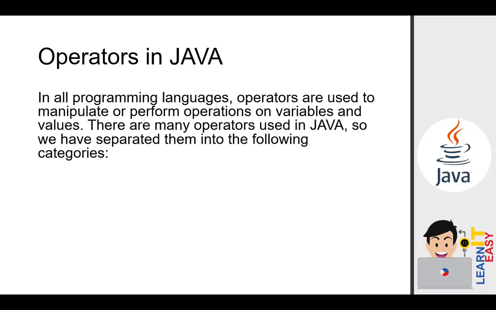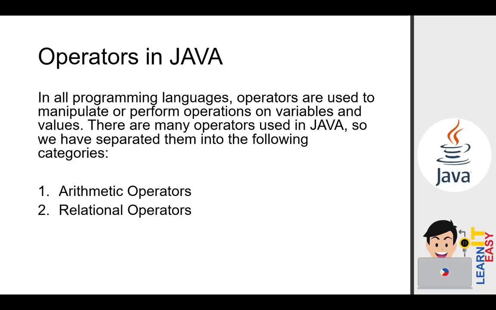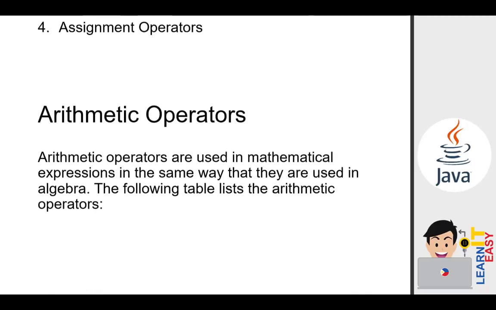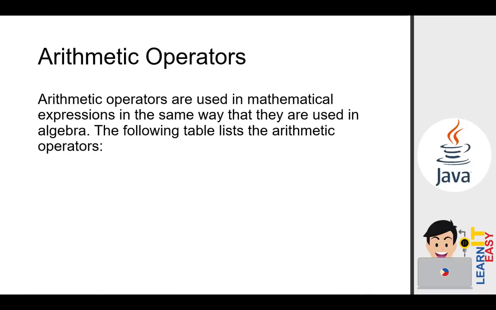Operators in Java. In all programming languages, operators are used to perform or manipulate operations on variables and values. There are many operators used in Java, so we have separated them into the following categories. We have arithmetic operators, relational operators, logical operators, and assignment operators.